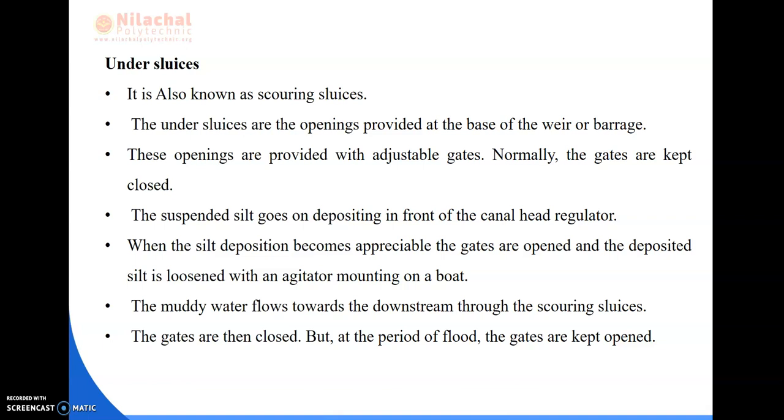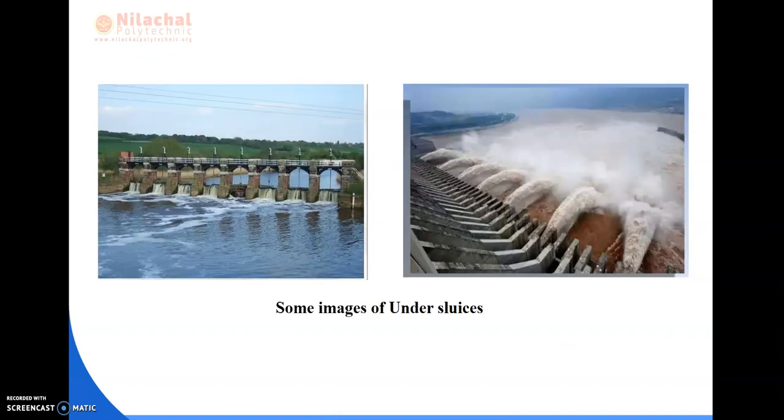When the silt deposition becomes appreciable, the gates are opened and the deposited silt is loosened with an agitator mounted on a boat. The muddy water flows towards the downstream through the scouring sluices, and then the gates are closed, but at the period of flood, the gates are kept open. Okay. So here you can see the images of the undersluices.